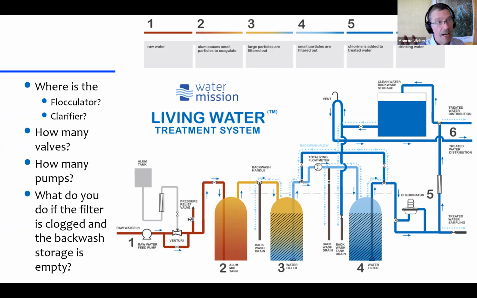So this is actually a failure mode for this system. If the water coming in is too dirty, they won't be able to backwash often enough. They won't be able to produce enough water to fill up their storage tank before they need to backwash again. And the whole system grinds to a halt. And in that case, I'm actually not quite sure what I would do.